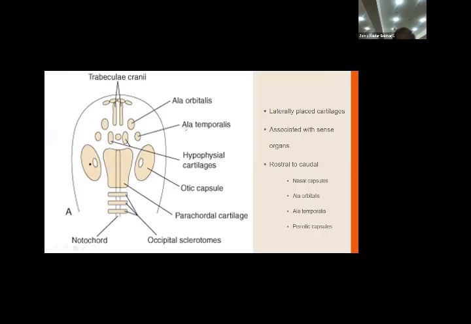So let's talk about the laterally placed cartilage. Nasal capsule, ala orbitalis, ala temporalis, and otic capsule या periotic capsule, आप जो भी इसको कहना चाहें. Let's talk about these cartilages, and I told you earlier on that these laterally placed cartilages are associated with sense organs. So nose, sense organs में आपके eyes हैं, nose हैं, hearing is a sense.